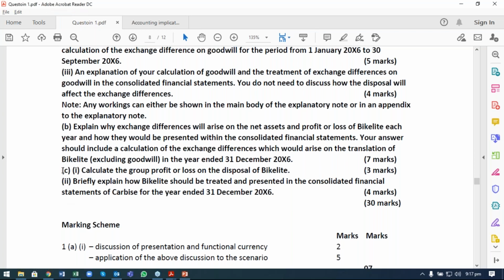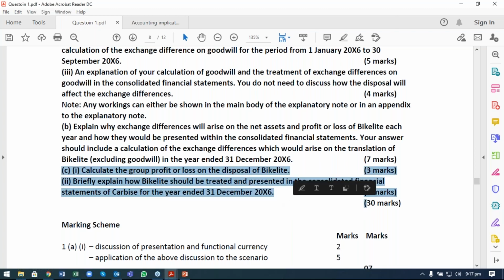The last requirement was how the group profit or loss on disposal of Bike Light should be reported in the consolidated financial statement, and we have to explain it. Before explaining it, we need to make sure how the workings are actually done within this data.